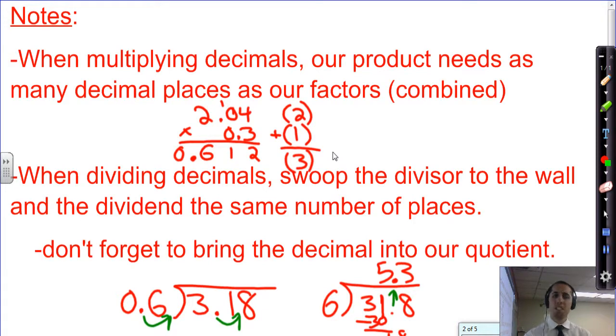Now, the second note, when dividing decimals, we swoop the divisor to the wall. We do this in class too. Swoop the divisor to the wall. And then swoop the dividend the same number of places. The final note, don't forget to bring the decimal into your quotient.